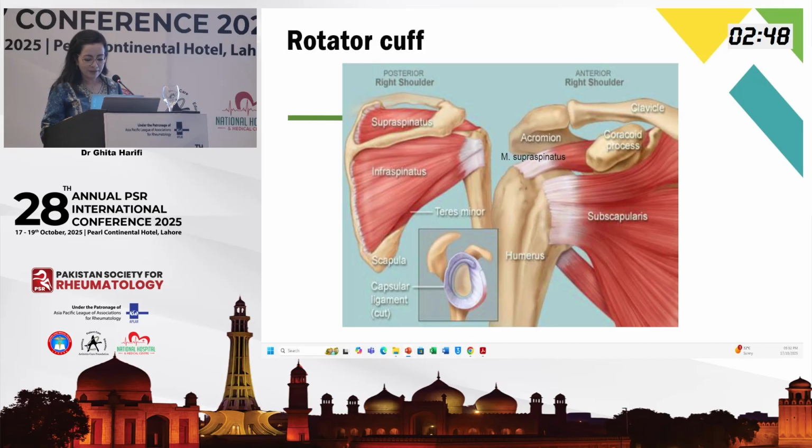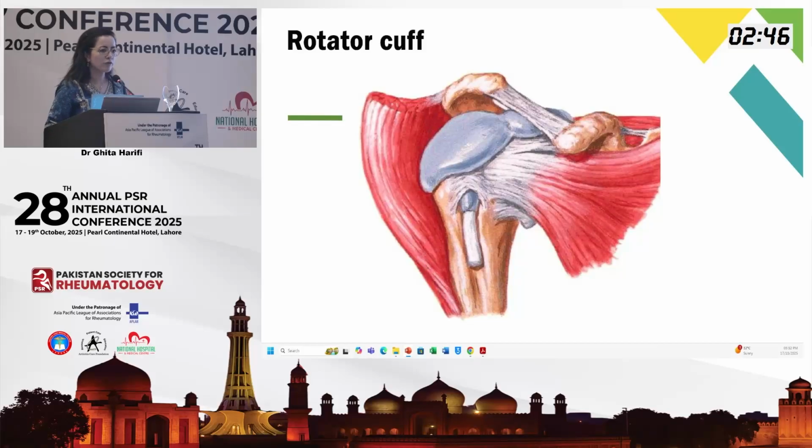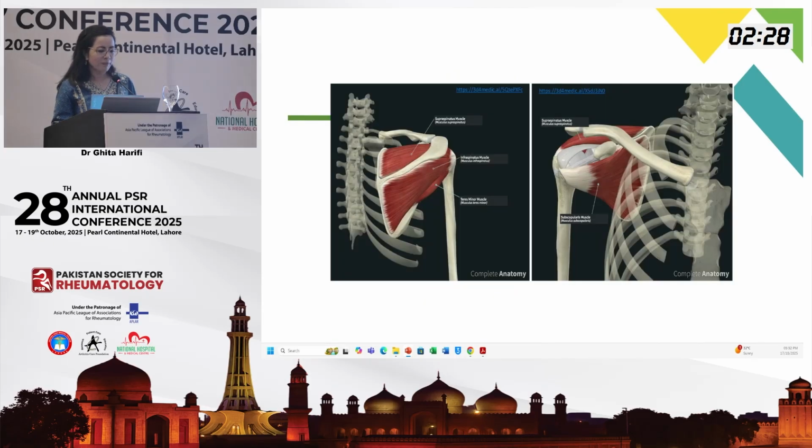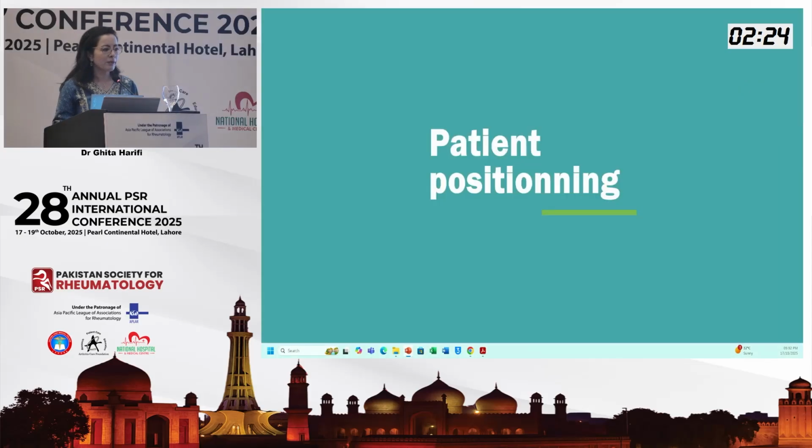On top of these tendons comes the long head of biceps, which is part of the joint from this intra-articular part, and which has a groove that you see between the lesser and greater tuberosity, and which is covered by a ligament called the transverse ligament. So this is basically the anatomy of the shoulder. Let's talk about the patient positioning.